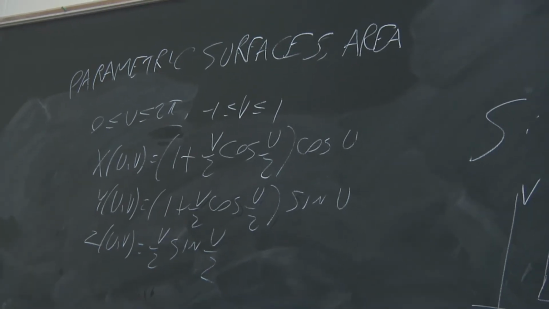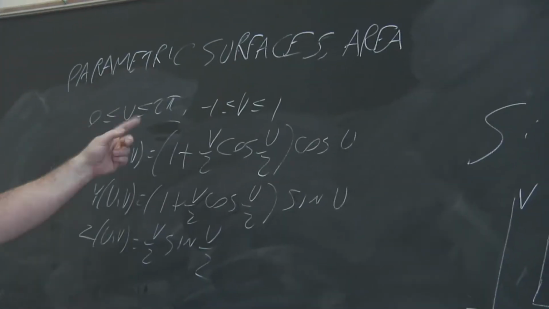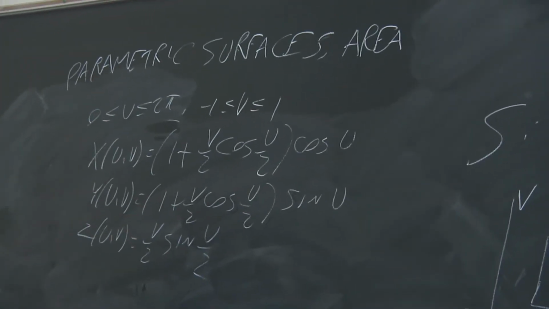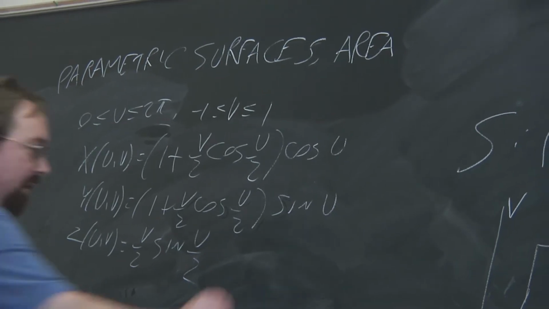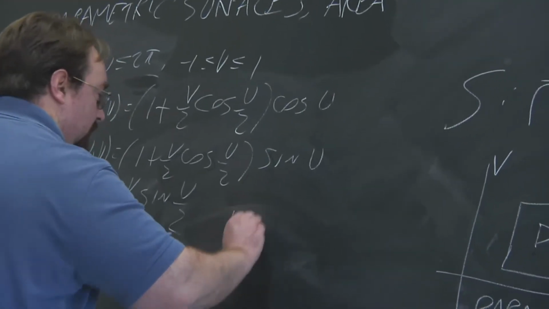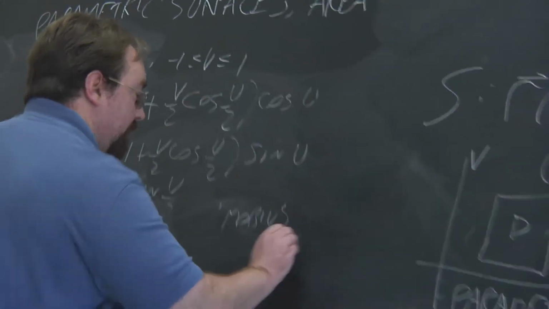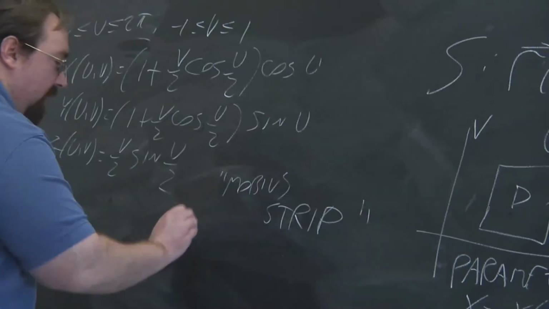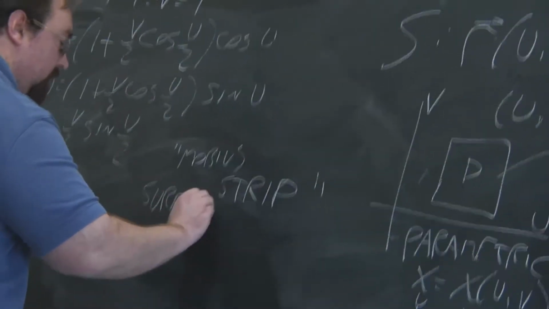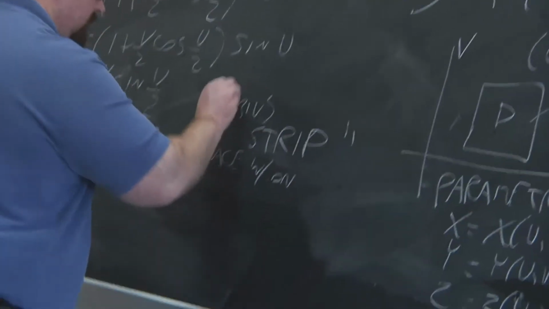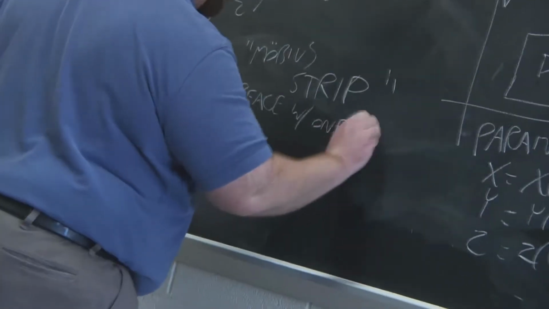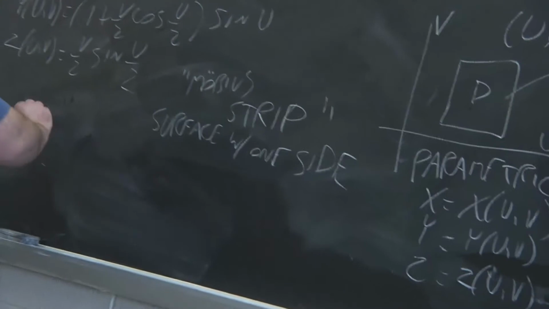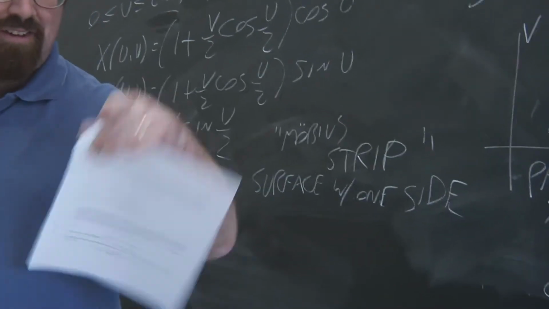Now, it's not at all obvious what this surface looks like when you plug in points U,V from these intervals and see what X, Y, and Z are. But what you get is called a Mobius strip. Okay. And it's a surface with one side. So it looks kind of like, well, actually, I'm not going to draw because I've already put a picture in the notes. It's on page 2.